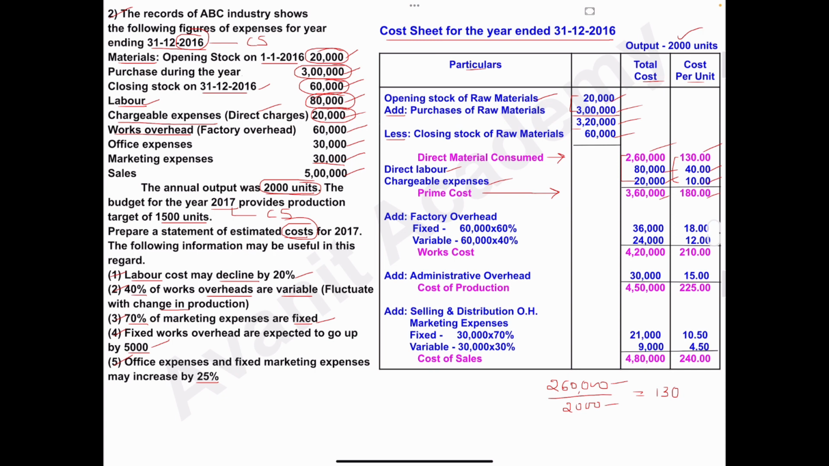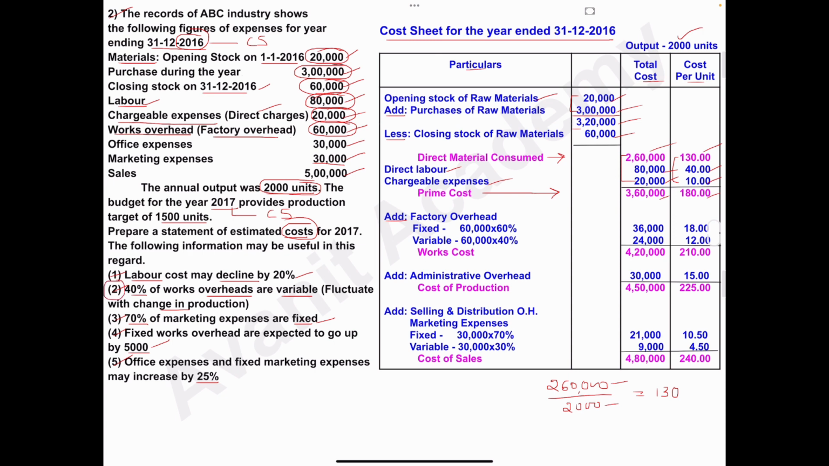After prime cost, we have to add factory overhead, or works overhead. See the problem. Works overhead or factory overhead amount is 60,000. Okay, we should not directly write factory overhead 60,000 in the total cost column, because see the adjustment. Read point number 2.